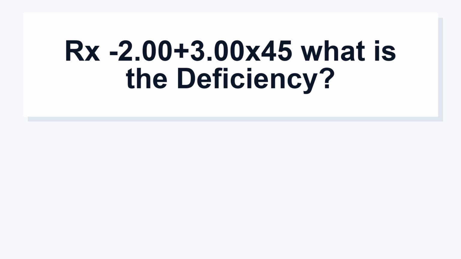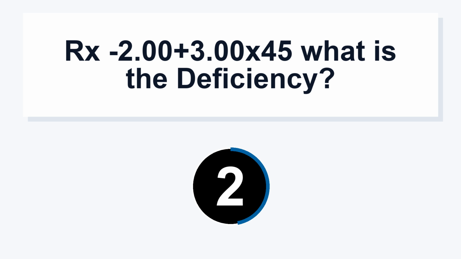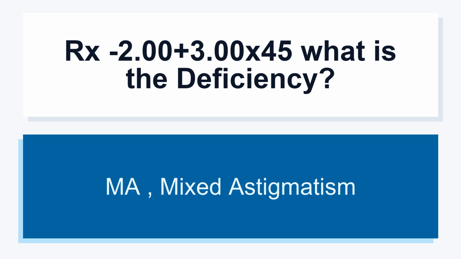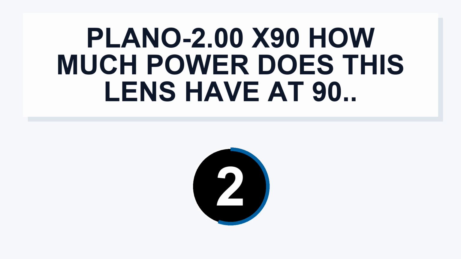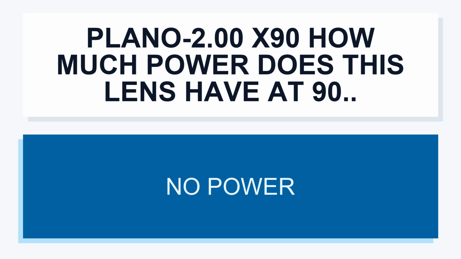Rx -2.00 plus 3.00 x 45. What is the deficiency? Mixed astigmatism. Plano 2.00 x 90. How much power does this lens have at 90? No power.